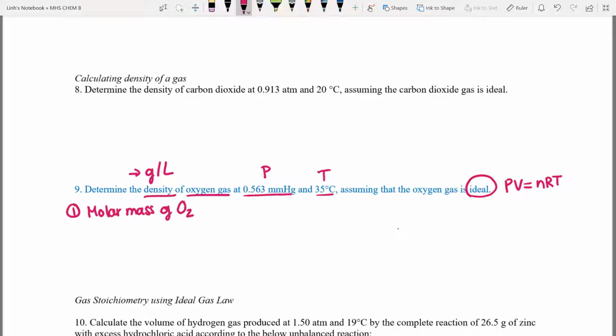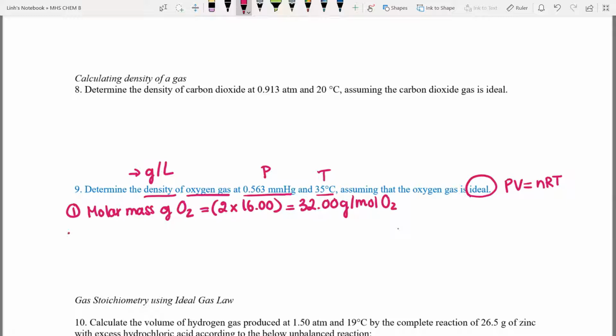As a reminder, O2 is oxygen gas. It is a diatomic gas. So the chemical formula is O2, and because of that, the molar mass is 2 times 16, giving me 32 grams as the molar mass for O2.